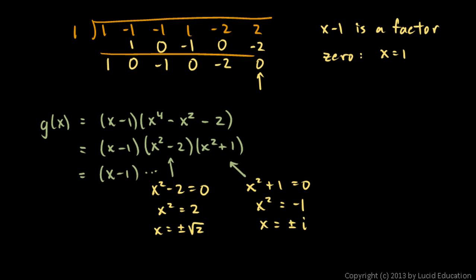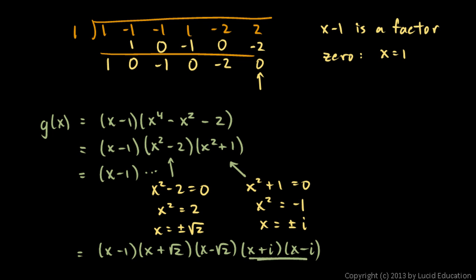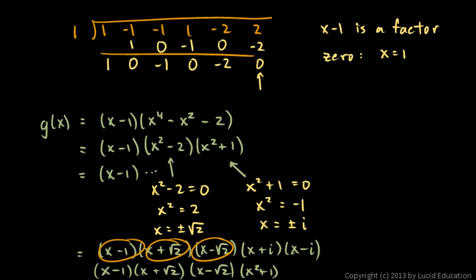So if you really want to factor the whole thing, it could be written like this: x minus 1 times x plus square root of 2 times x minus square root of 2 times x plus i times x minus i. Or if you want to avoid the complex numbers, you could say x minus 1, x plus square root of 2, x minus square root of 2, and that's just x squared plus 1, those two together. But these three right here give you your real zeros, your real number zeros.